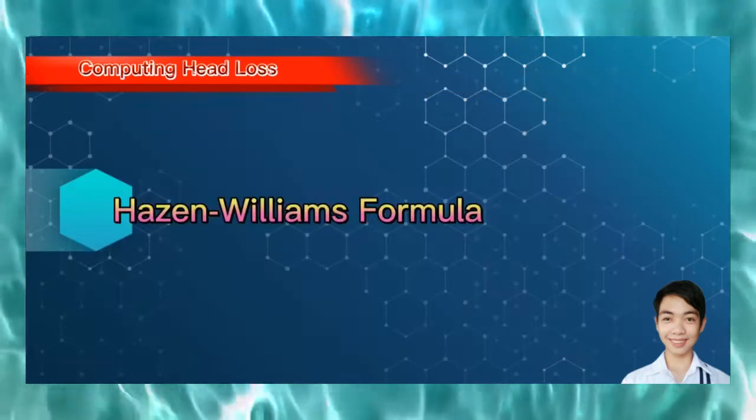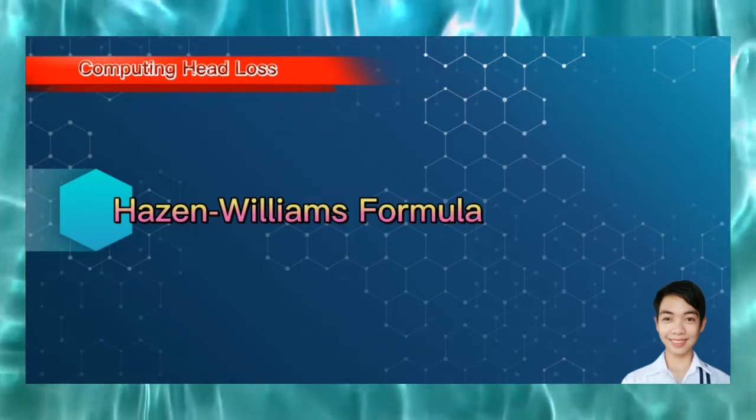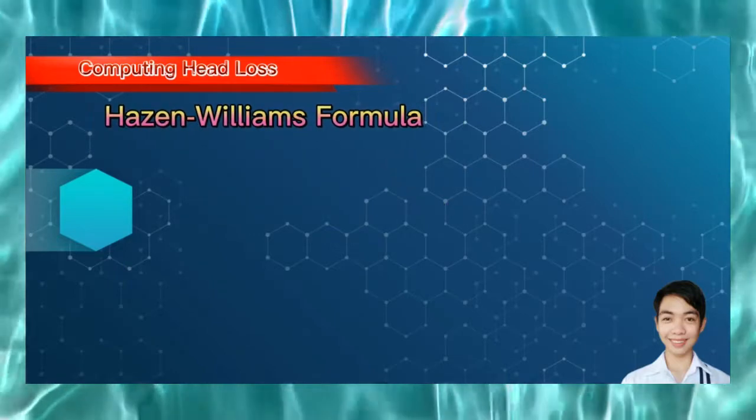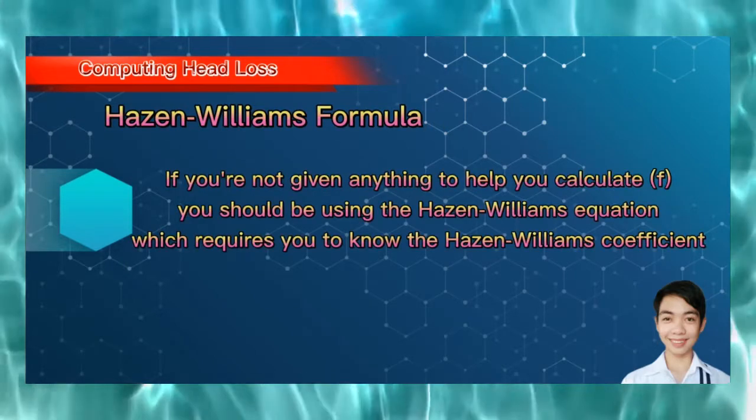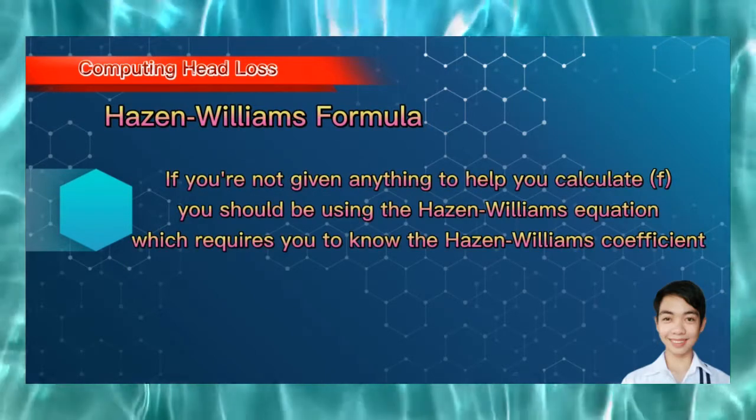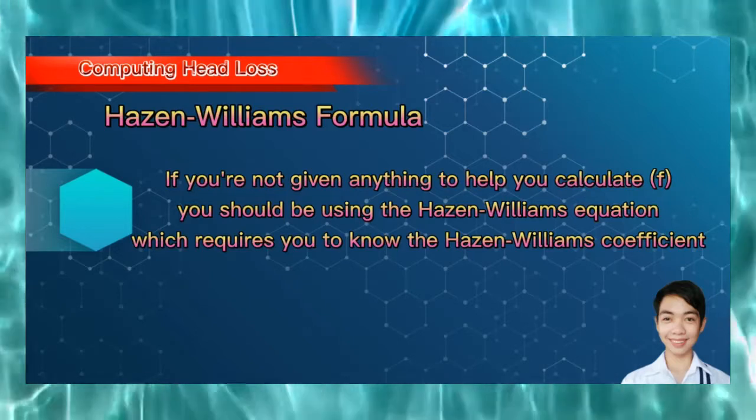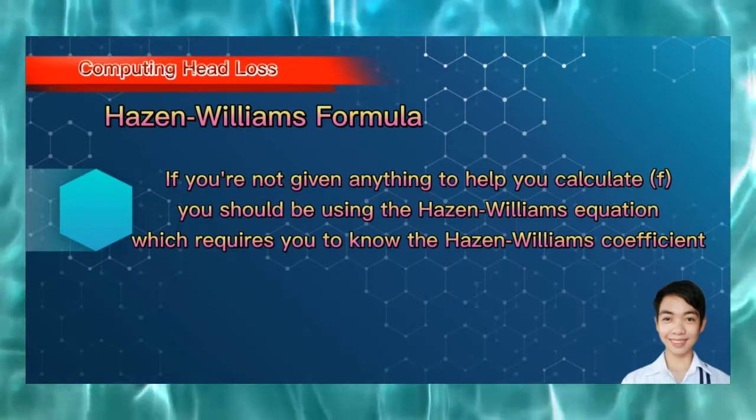Now for the Hazen-Williams equation, the difference between Darcy-Weisbach and this equation is that the Darcy-Weisbach has a friction factor, which if you're not given anything to help you calculate F, then there's a good chance you should be using the Hazen-Williams equation, which requires you to know the Hazen-Williams coefficient that depends only on the pipe material.